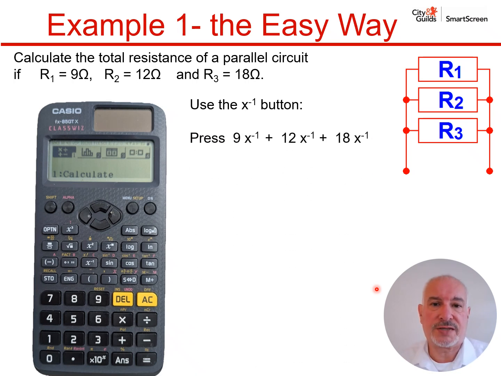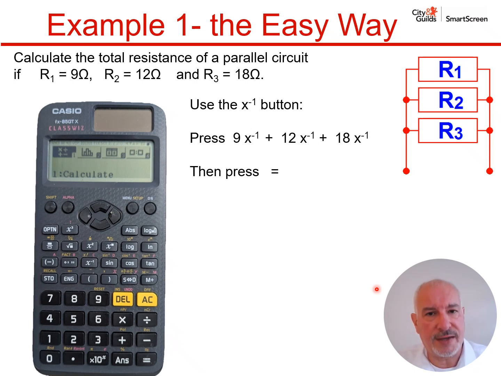So step by step, if you just follow this, you'll get to the answer. So we press 9, because that's the first resistor value. Then we press X-1, so that will convert it to a reciprocal. Then we press plus, then 12, then X-1 again, then plus, then 18, and the X-1 button again, because that's now added the reciprocals of those 3 numbers. And if you press the equals button, you'll have an answer, but it's not the answer.